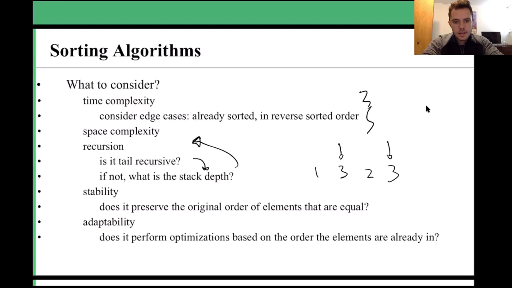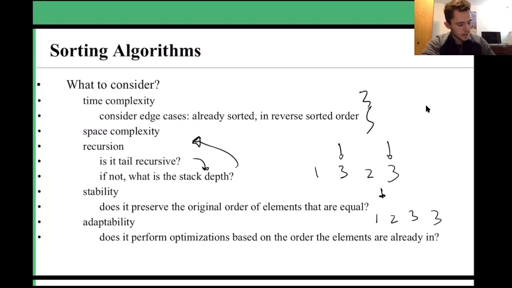And then adaptability: does the ordering of the elements let the sorting algorithm optimize based on that? If you have an array that is almost sorted, can you make an optimization where you only have to swap the 2 with that 3, and then your array is now sorted? So that's basically all the different things we're going to be looking at.